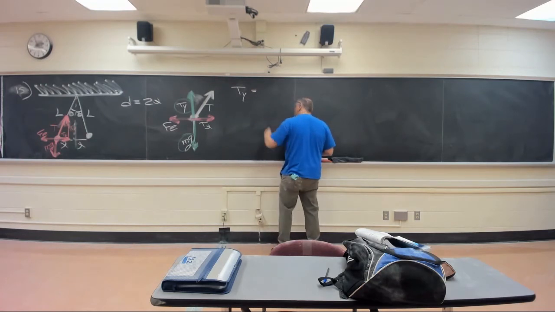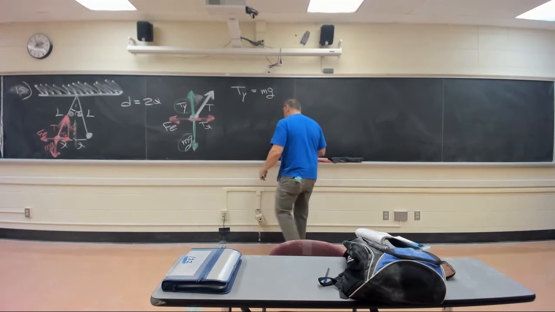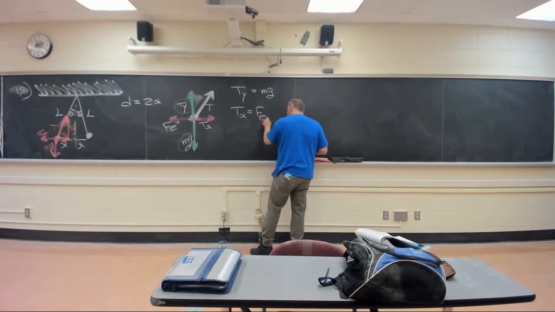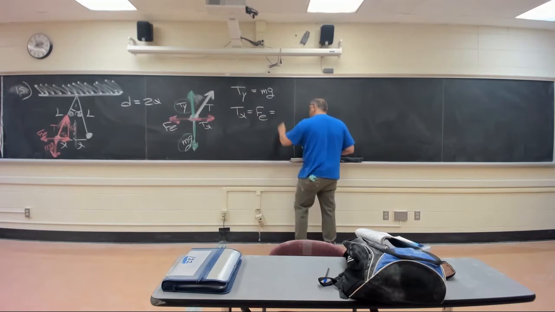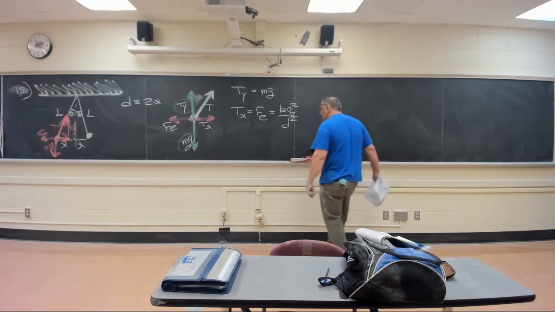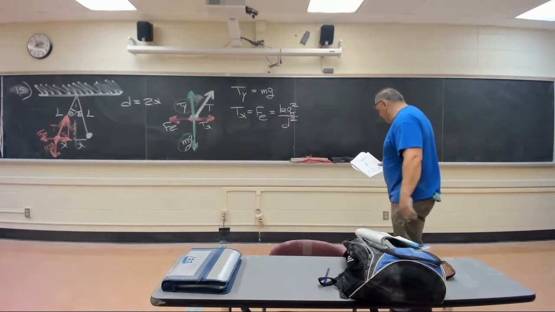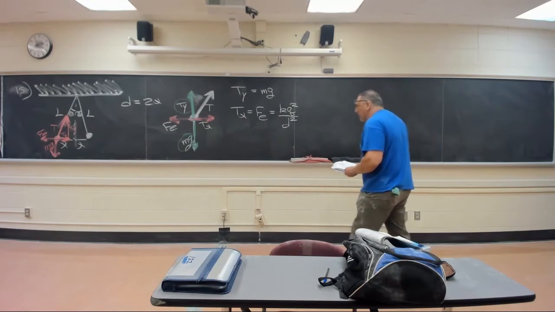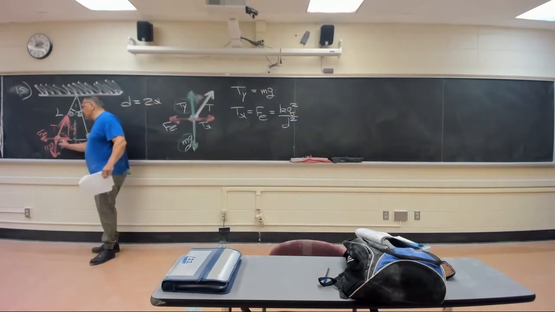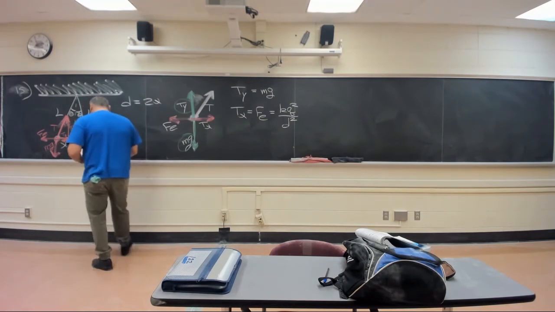Ty is as big as mg. Tx is as big as Fe, and that's as big as kq squared. The same amount of q on each one. D squared. Now d squared is x and x put together, so you better be careful there. It's not just this. It's x and x.